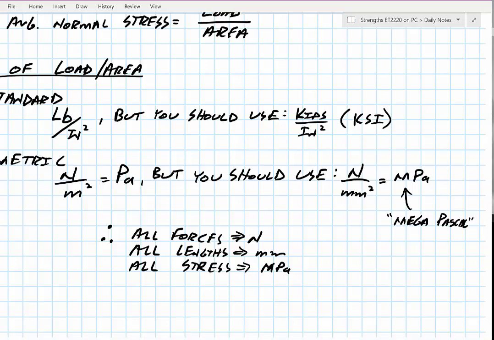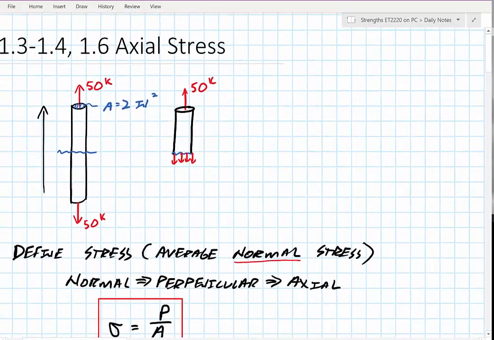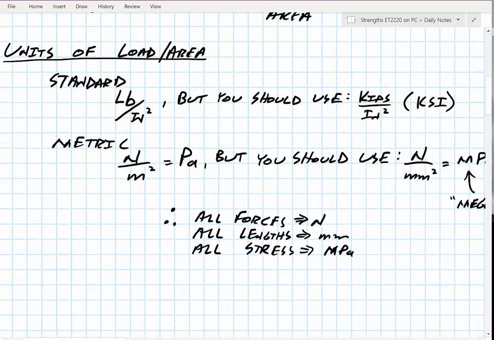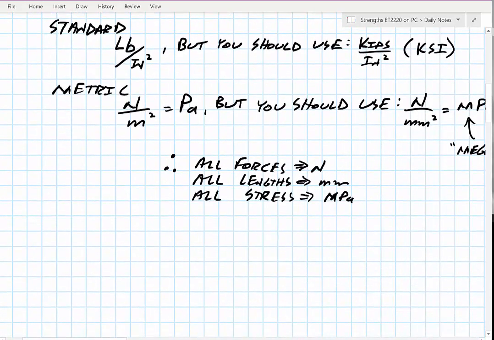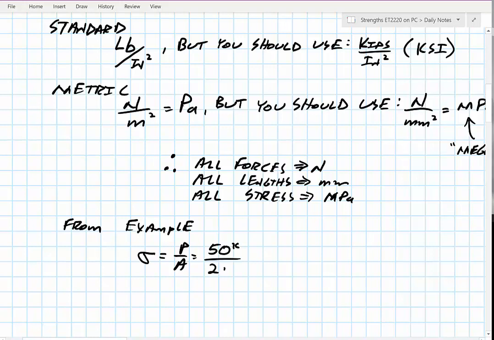So looking at our stress up on our little example, when I have the 50 kip force in an area of 2 square inches, we can see that our stress, so this is from the example, we can see that our stress would be equal to P over A, or 50 kips over 2 square inches, which is just 25 KSI.